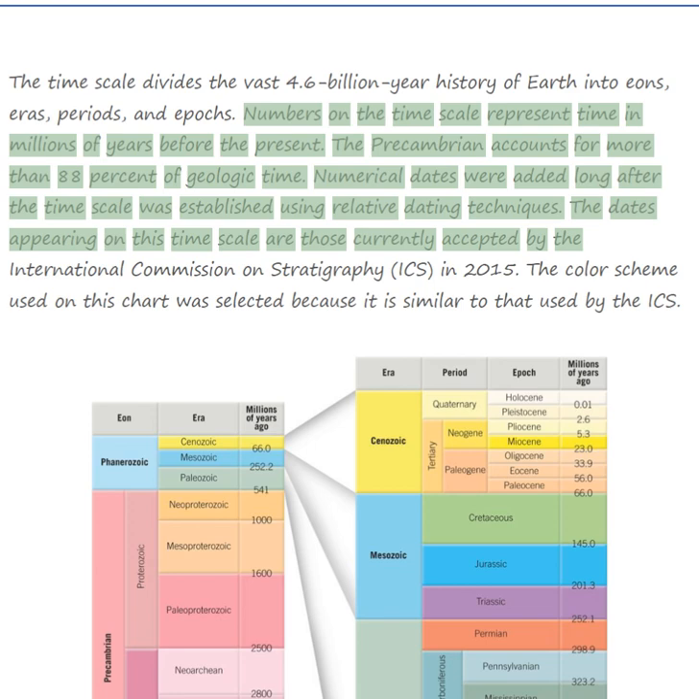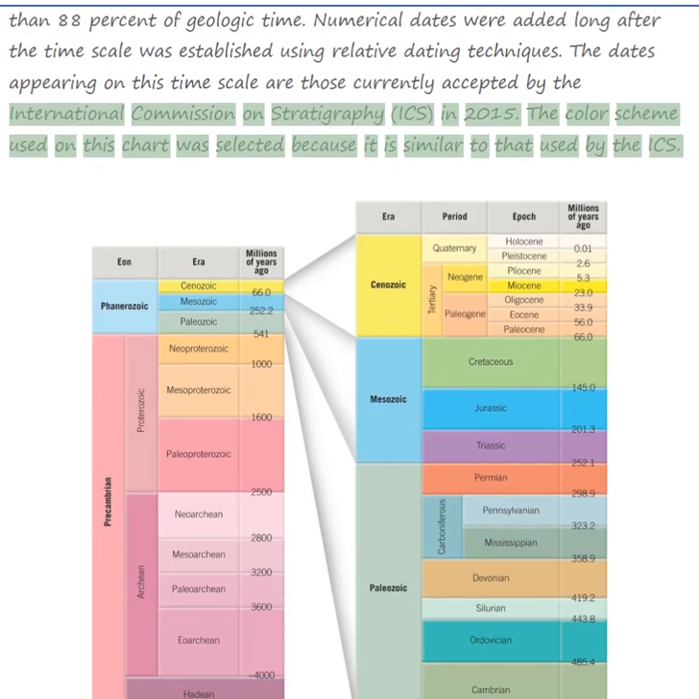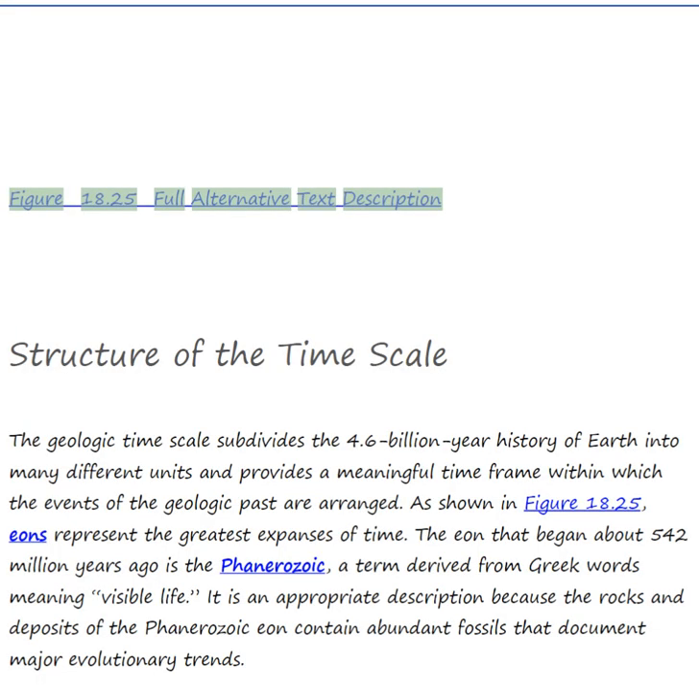The Precambrian accounts for more than 88% of geologic time. Numerical dates were added long after the time scale was established using relative dating techniques. The dates appearing on this time scale are those currently accepted by the International Commission on Stratigraphy in 2015. The color scheme used on this chart was selected because it is similar to that used by the ICS. Figure 18.25 Full alternative text description.